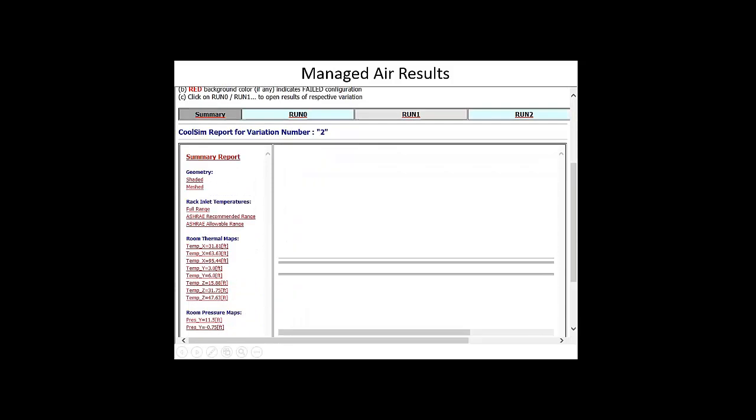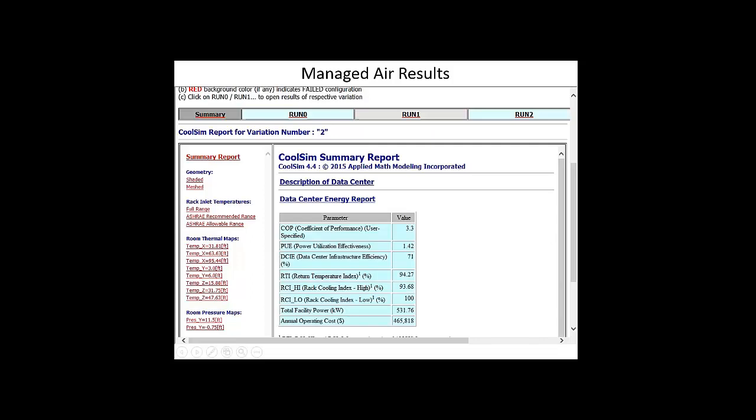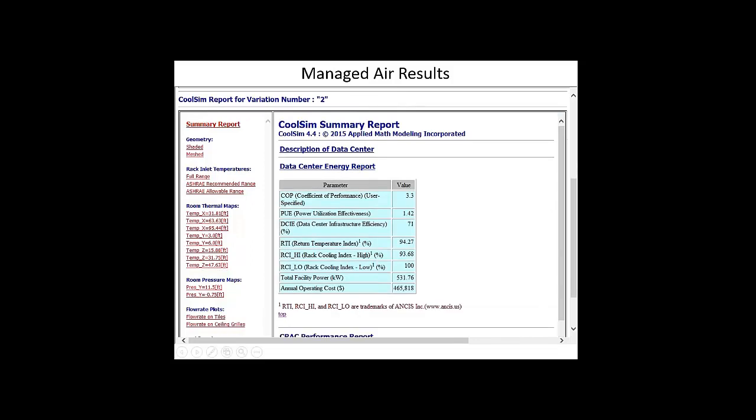And again, we go for the summary report, which is the text-based report. The output is always the same in CoolSim. It comes out in this format each time. There's nothing unique I have to do here to get this. See, our RTI is at 94. That's pretty good. It's probably as good as I'm going to get. RCI high at 93. A little bit lower than I'd like.